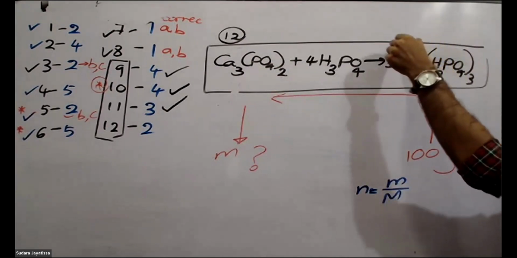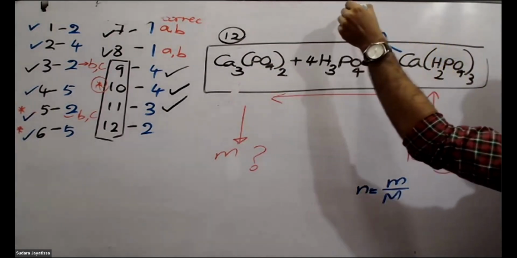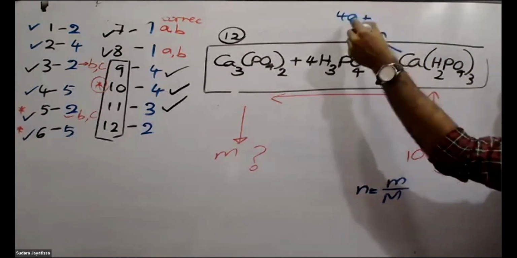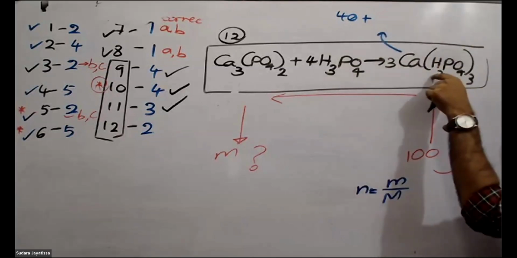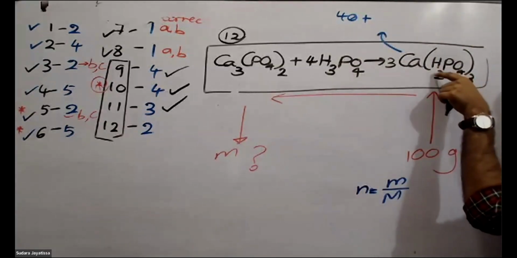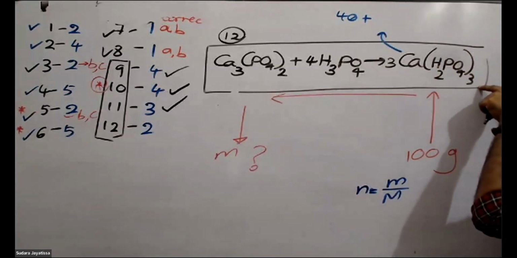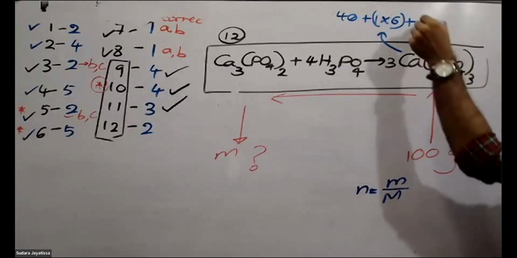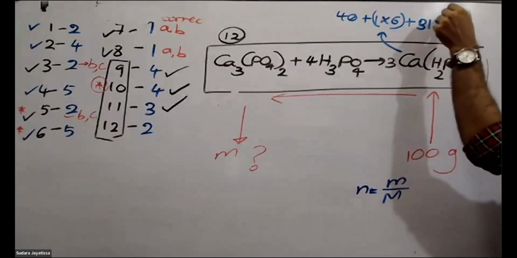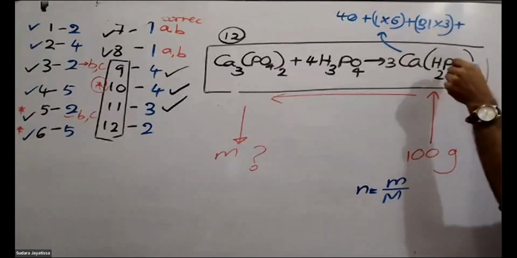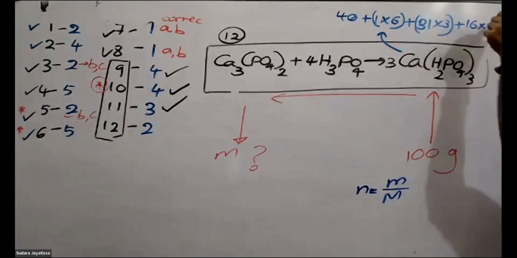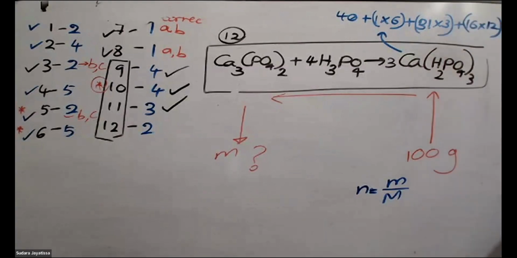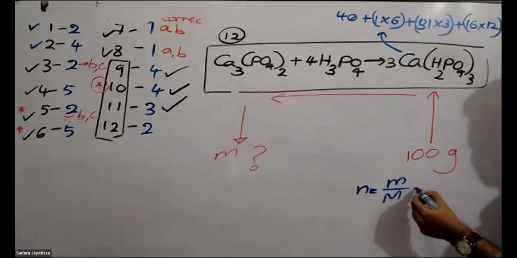Ca(H2PO4)3? It's a big compound. So, we have to add them, obviously. 40 plus, there are 6 hydrogens. Can you see? H2, the bracket 3 is also there. So 1 into 6, 31 into 3, and oxygen 16 into 4 into 3, 12.